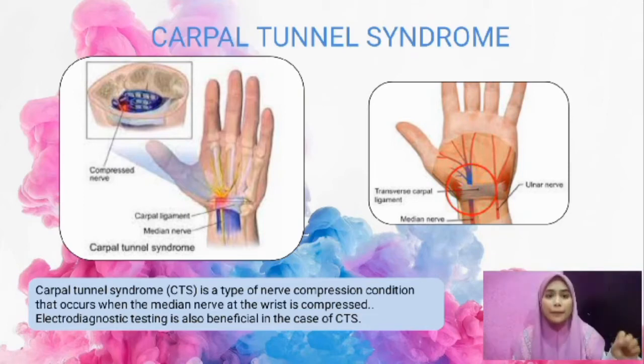Carpal tunnel syndrome patients may experience numbness, tingling, burning, and pain, primarily in the thumb, index, middle, and ring fingers. There is also an occasional shock-like sensation that radiates to the thumb, index, middle, and also the ring fingers. Pain or tingling may travel up the forearm towards the shoulder.